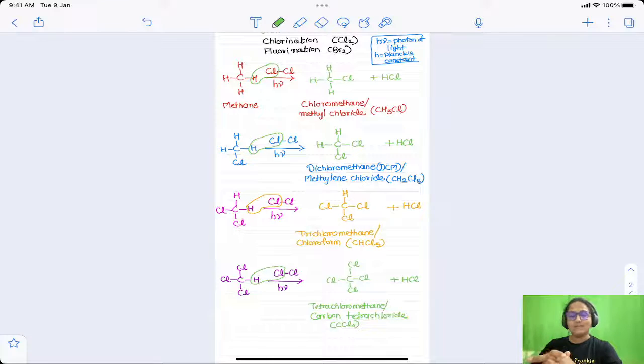So this is for methane. This is the simplest one. Just take a screenshot of this page first of all. Then I will tell you about some questions related to this chlorination or halogenation reaction which can be asked in the competitive exams.